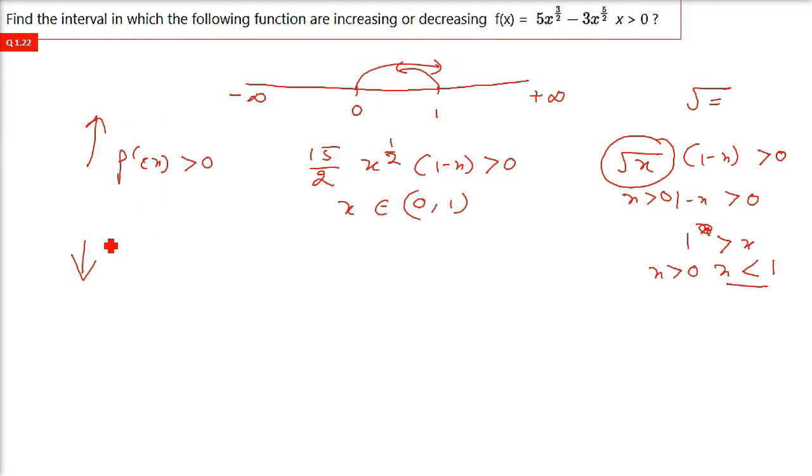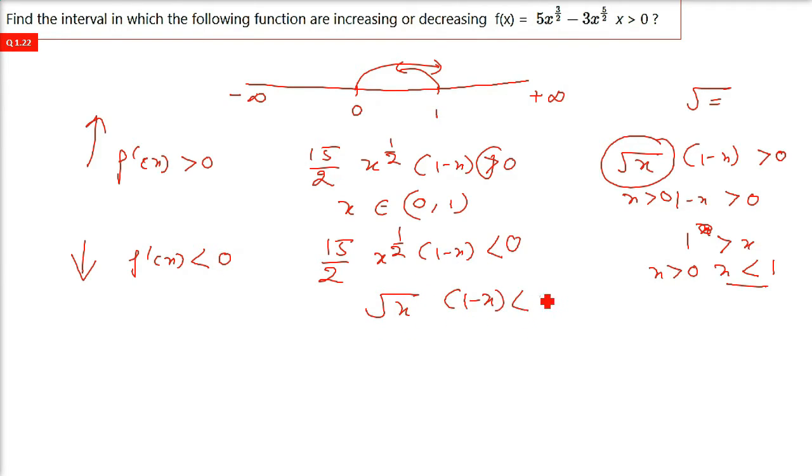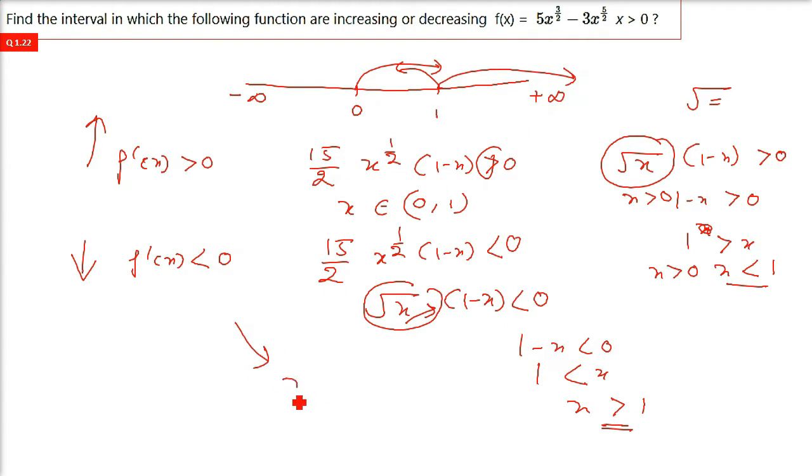Now coming to the next point, which is f dash x less than 0. Less than 0 means just put it as less than 0. So 15 by 2 x raised to the half into 1 minus x less than 0. Again, under root x raised to the half cannot be less than 0. Only 1 minus x can be less than 0, because under root x should always be greater than 0, it is always positive. 1 minus x is less than 0, that is x should be greater than 1. So what will be the solution here? x belongs to 1 to positive infinity.